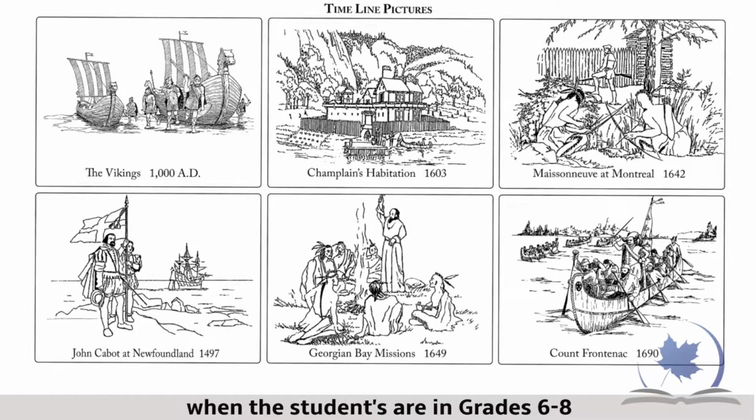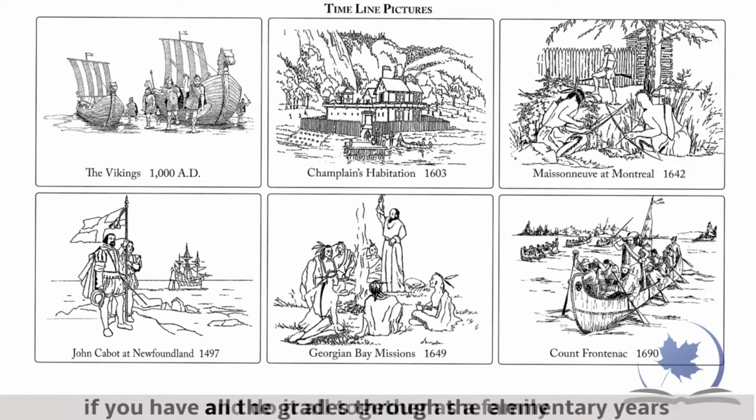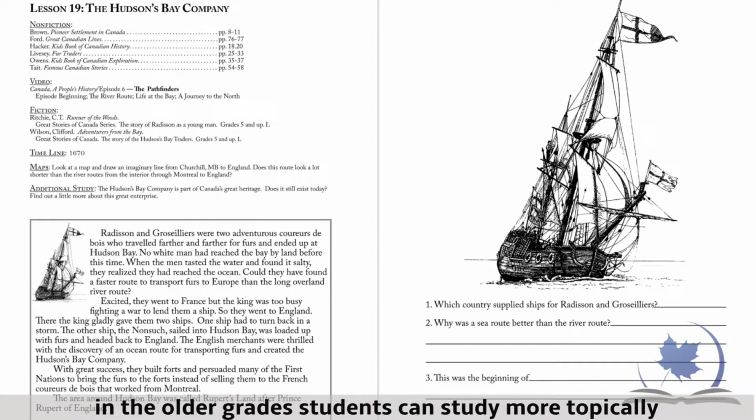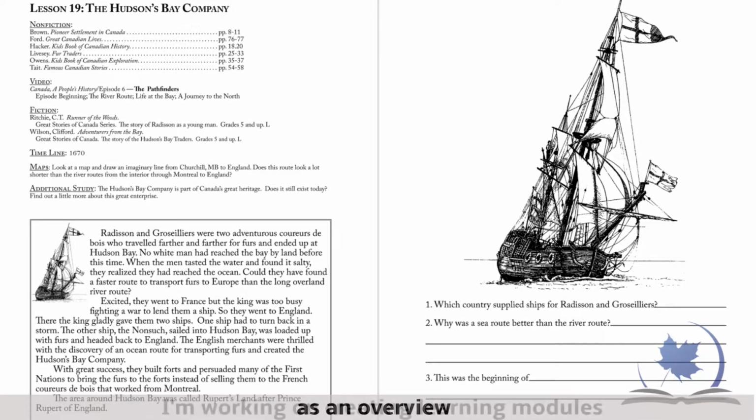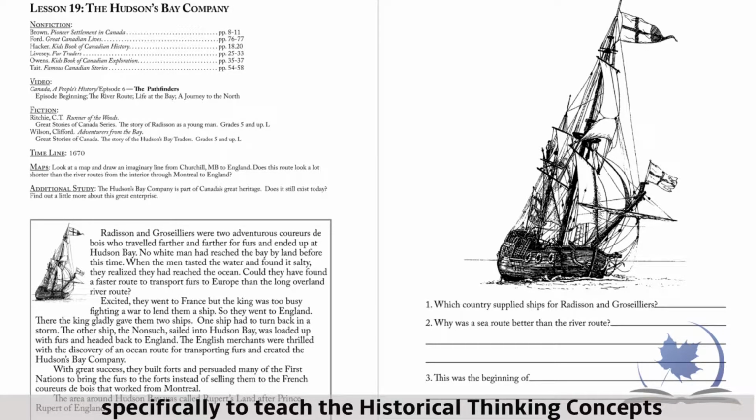When the students are in grades 6 to 8, you can repeat Courage and Conquest and do it all together as a family if you have all the grades through the elementary years. In the older grades, students can study more topically and add to what they learned the first time through as an overview. I'm working on creating learning modules for these older grades specifically to teach the historical thinking concepts.